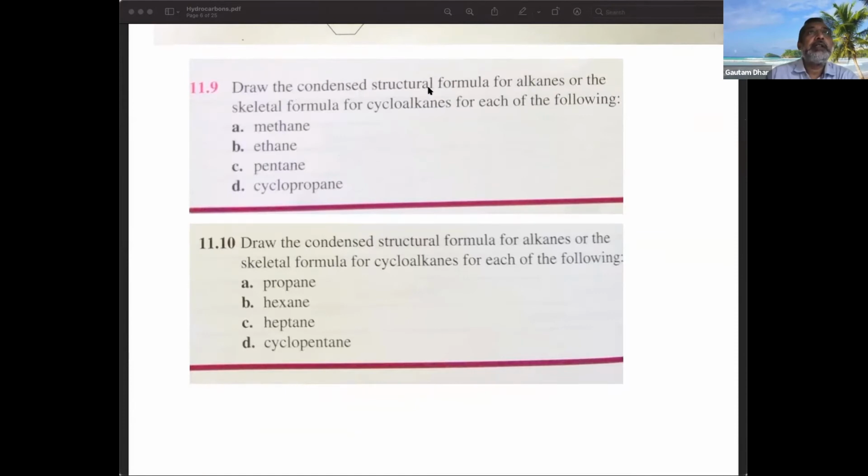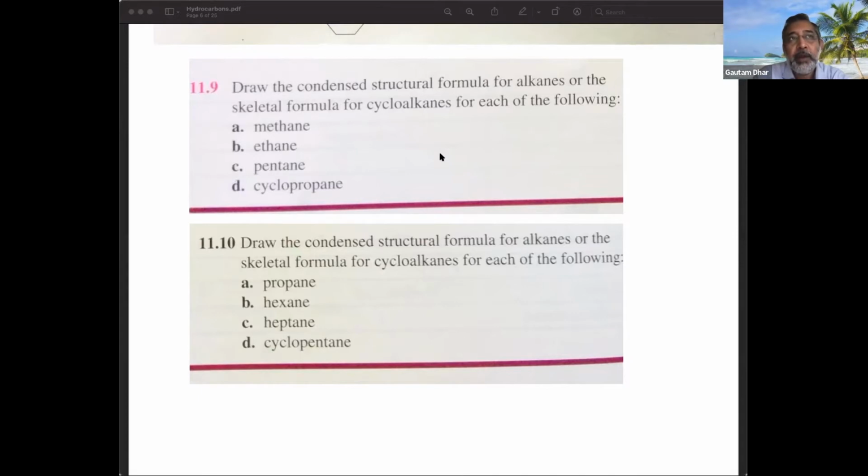Okay, draw the condensed structural formula for alkanes or the skeletal formula for the cycloalkanes for each of the following. So methane, meth is one carbon, CH4. Now, for methane, you really cannot write a cyclic skeletal formula because you have to put a dot. And we usually do not write it for ethane also, it's just one line. Ethane is C2H6. For propane and butane onward, we can write skeletal formulas, or it is more convenient to write it like that. So pentane is C5H12, so CnH2n+2, C5H12. Cyclopropane: when I see prop, that means three carbon atoms.